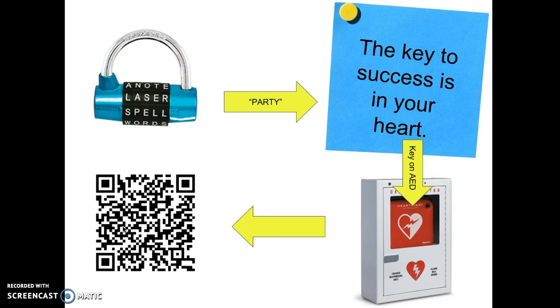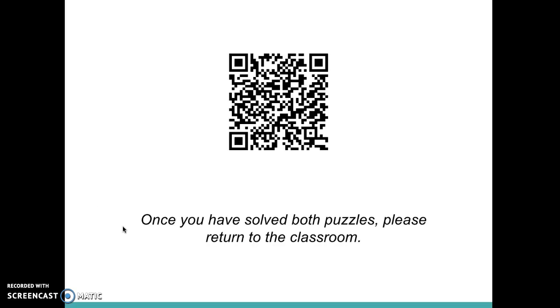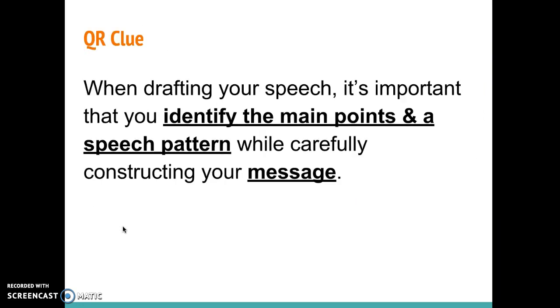Once they were able to get that key, they were able to unlock the key lock, and within that satchel was a QR code, which they needed to break into with a QR application on their phone. The QR code linked them to a website where I had posted up this clue.